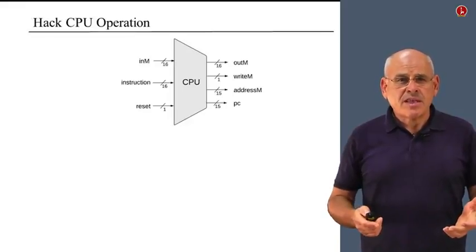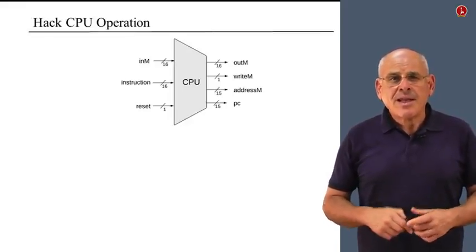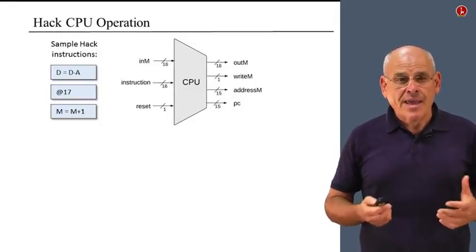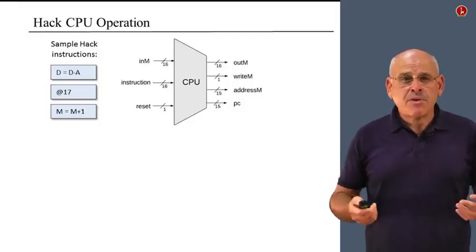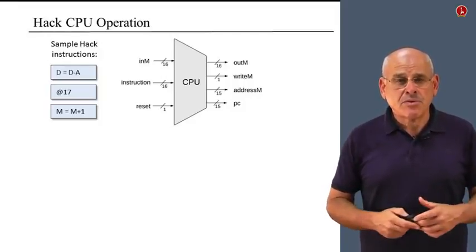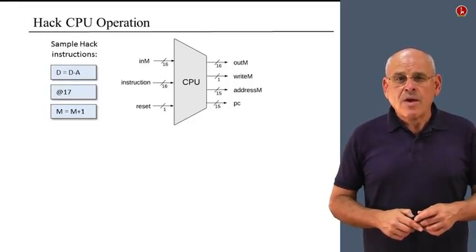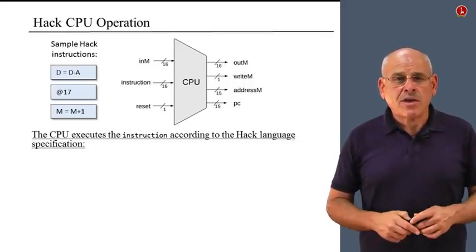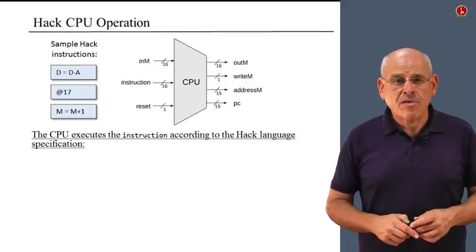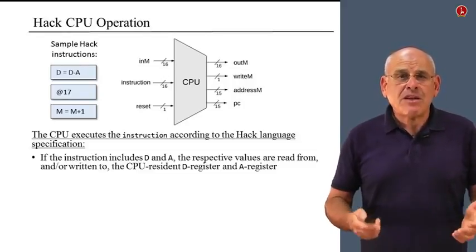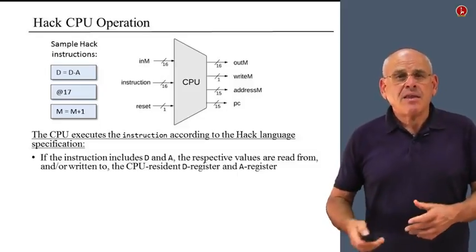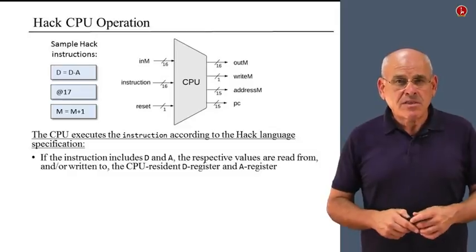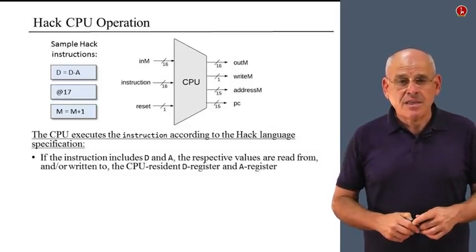Here is the interface that we've seen in the previous unit. And let us explore this interface in the context of three possible HEC instructions. How is the CPU supposed to deal with these instructions? Well, everything is being done according to the HEC language specification contract, if you will. So if the instruction mentions the mnemonics D and A, the CPU is going to manipulate the respective D and A registers which reside inside the CPU.